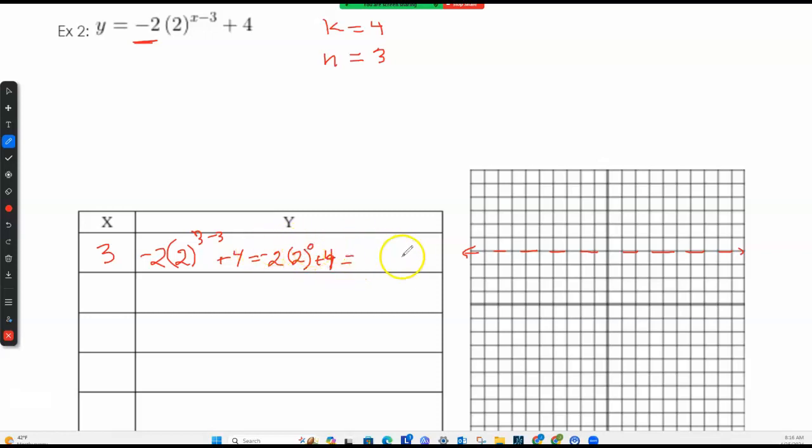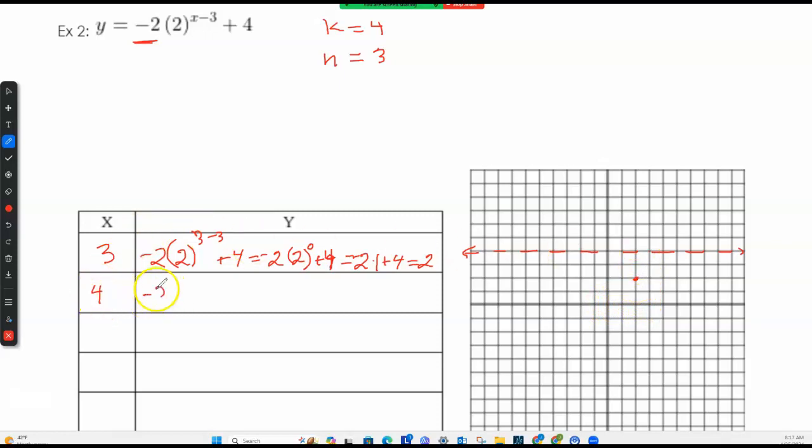So 2 to the 0 is 1. So now this is -2 times 1 plus 4. -2 times 1 is -2 plus 4 is 2. So we have 3, 2, 1, 2, 3, 1, 2. All right, let's find another one.